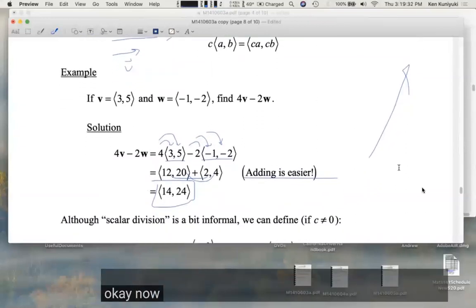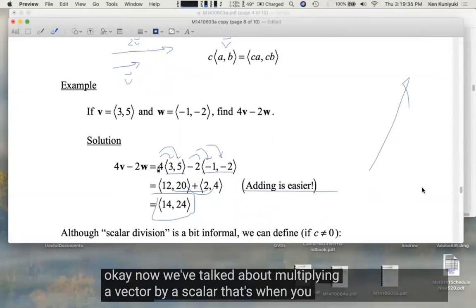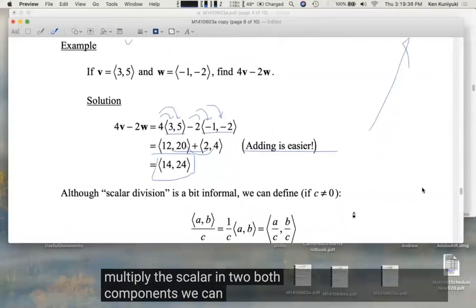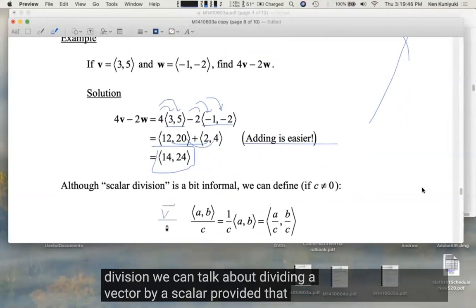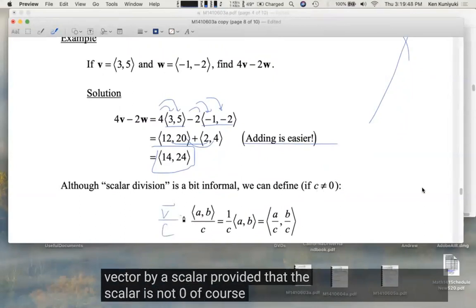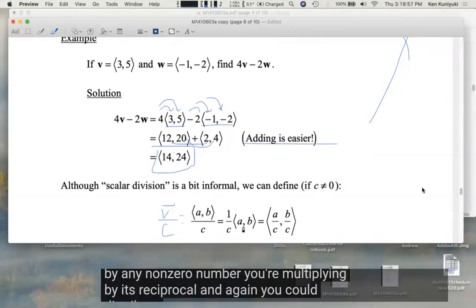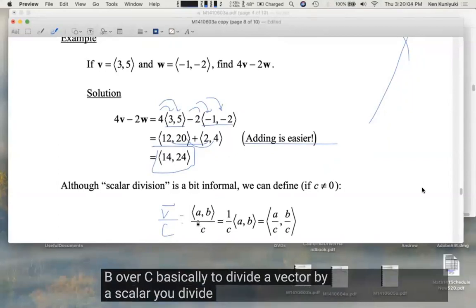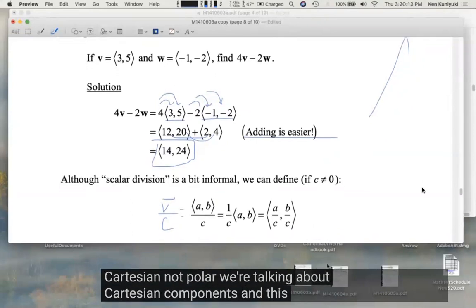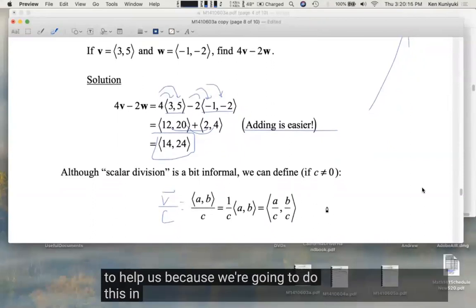Okay. Now, we've talked about multiplying a vector by a scalar. That's when you multiply the scalar in to both components. We can also define scalar division. We can talk about dividing a vector by a scalar, provided that the scalar is not zero, of course. To divide a vector by a scalar, when you divide by any non-zero number, you're multiplying by its reciprocal. And again, you could distribute this in, we get A over C, comma, B over C. Basically, to divide a vector by a scalar, you divide each component by the scalar. And by the way, this works in Cartesian, not polar. We're talking about Cartesian components. And this is going to help us because we're going to do this in the next section.